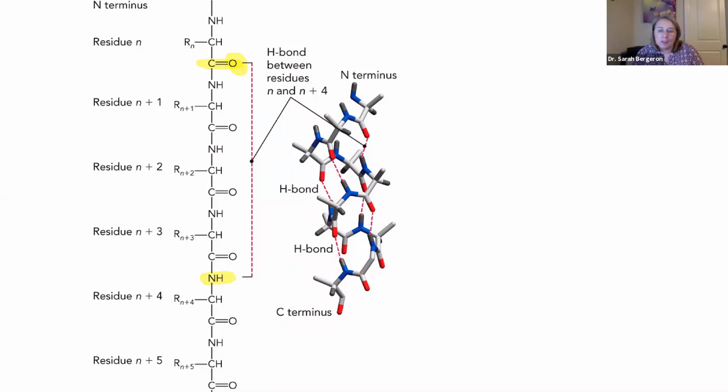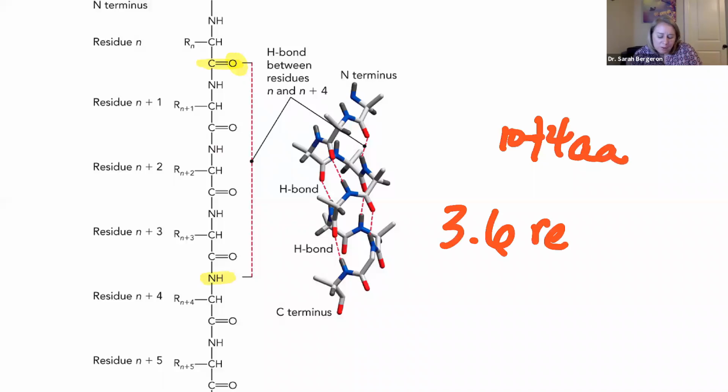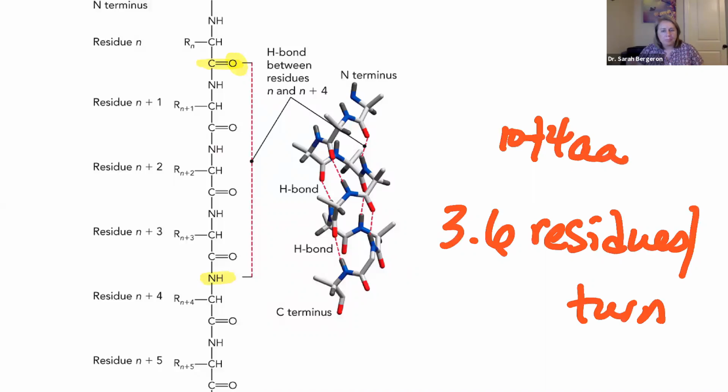The average helix is about 10 to 14 amino acids, and you get about 3.6 residues per turn. What's pretty interesting about this is you have to think about which residues this can actually occur in. It's pretty good for just about any amino acid except for proline. So think about the structure of proline, right?